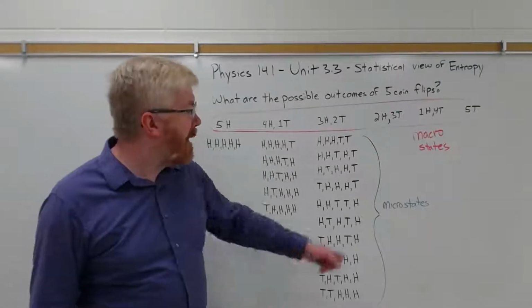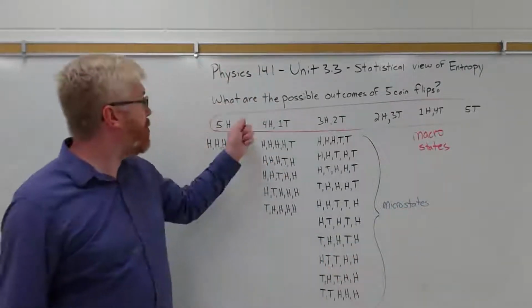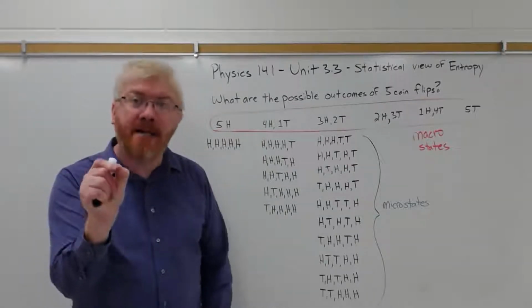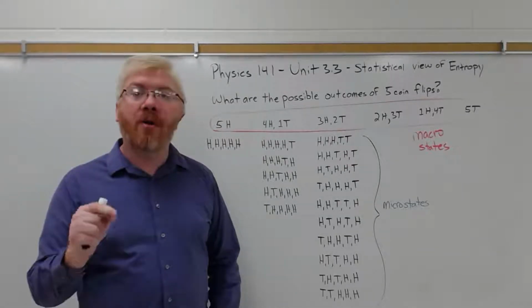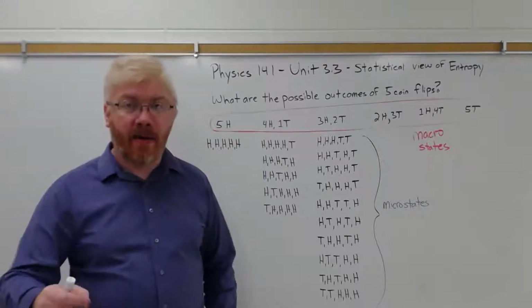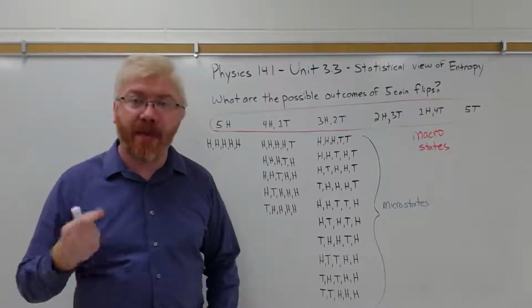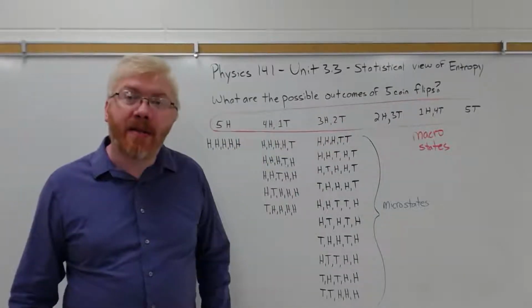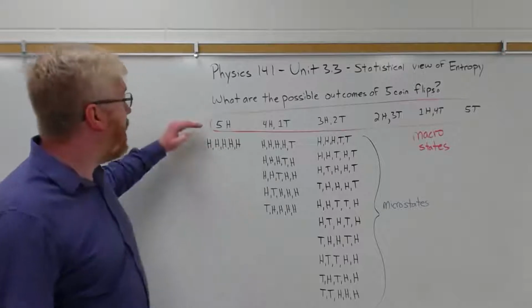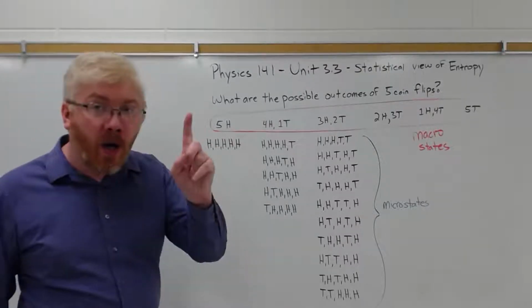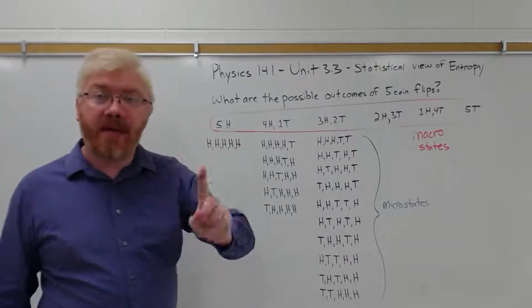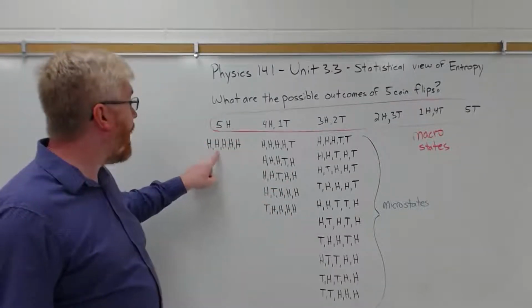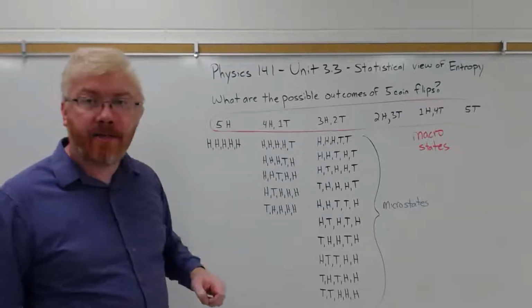If we look at the micro states, if we look at each possible combination by treating each coin as an individual entity and looking at what is the outcome of coin number 1 flipping, coin number 2 flipping, coin number 3 flipping, and so on, we see that there are far more than 6 possibilities, right? So for 5 heads, there's only one possibility. Every coin has to be heads. So there's one possible microstate where each coin is a head.